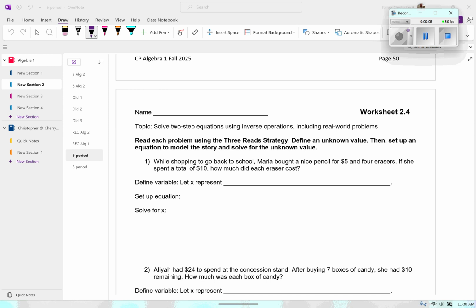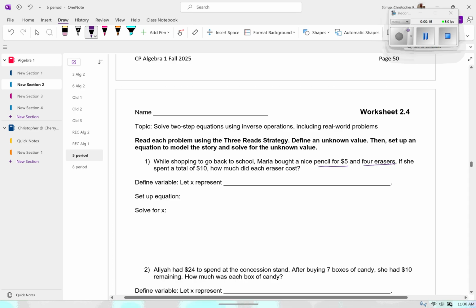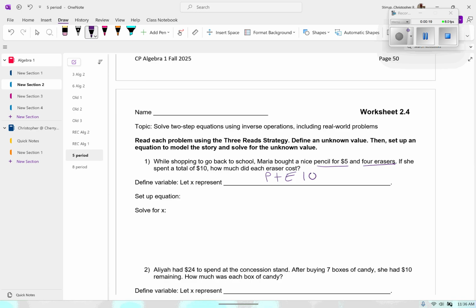This is why we're shopping to go back to school. Maria bought a nice pencil for $5 and 4 erasers. She spent $10. How much did each eraser cost? So the pencil cost 5. She bought 4 erasers. So pencil plus erasers equals $10.